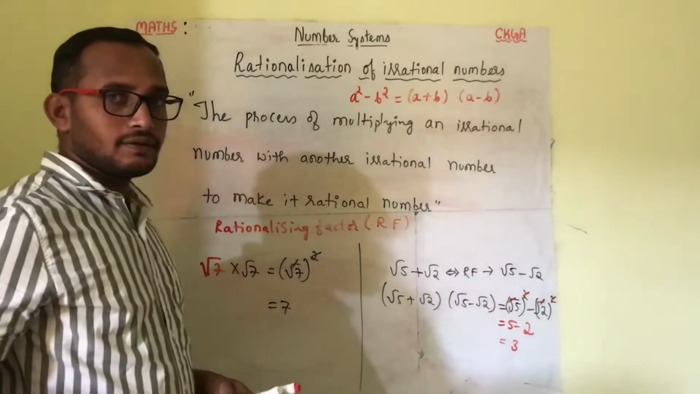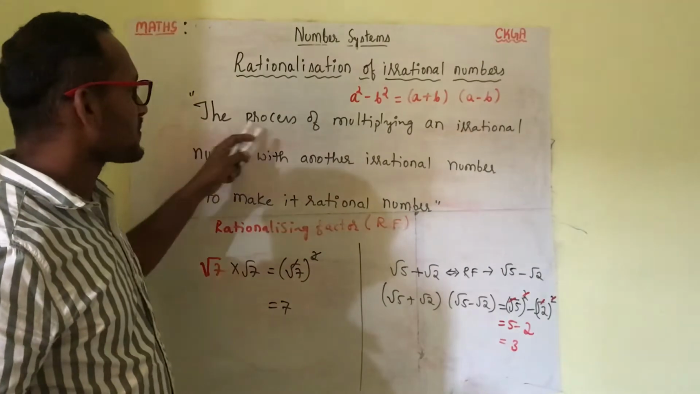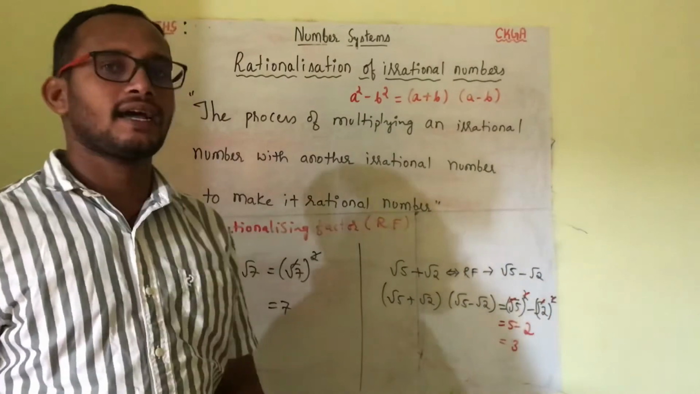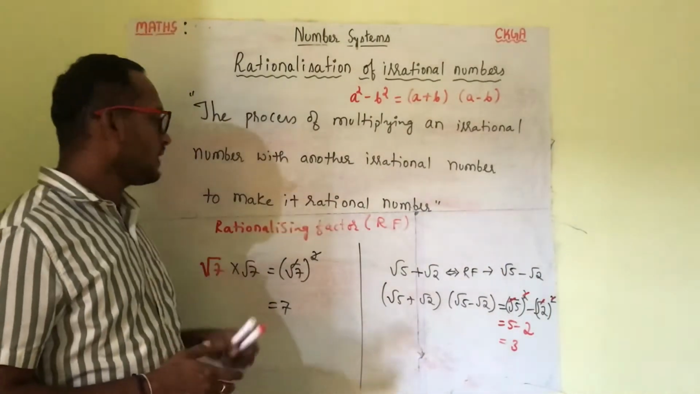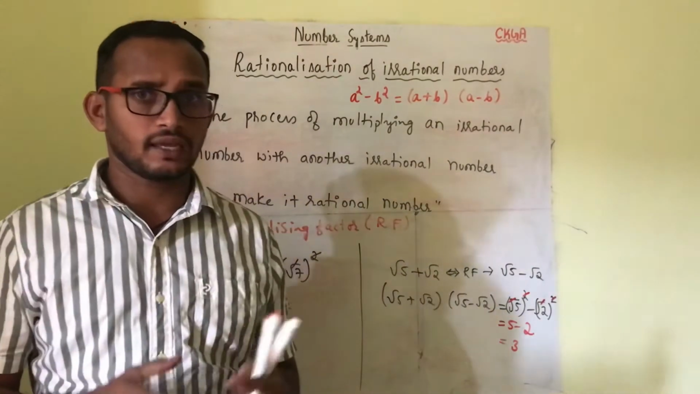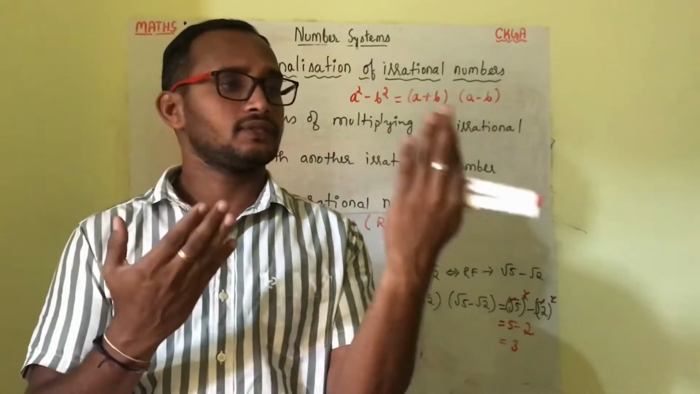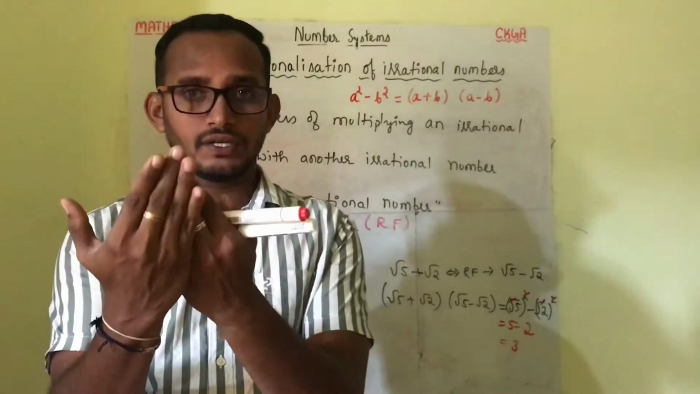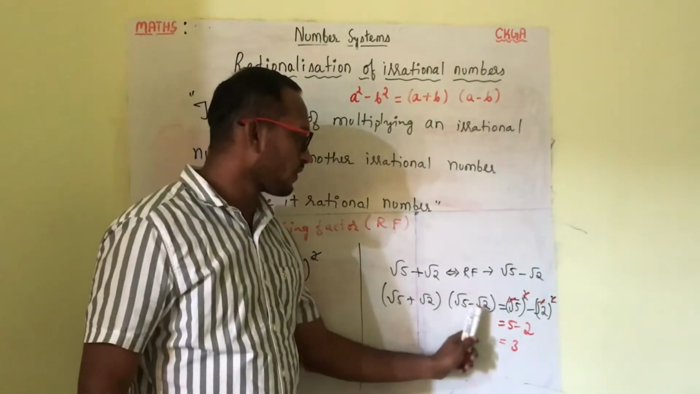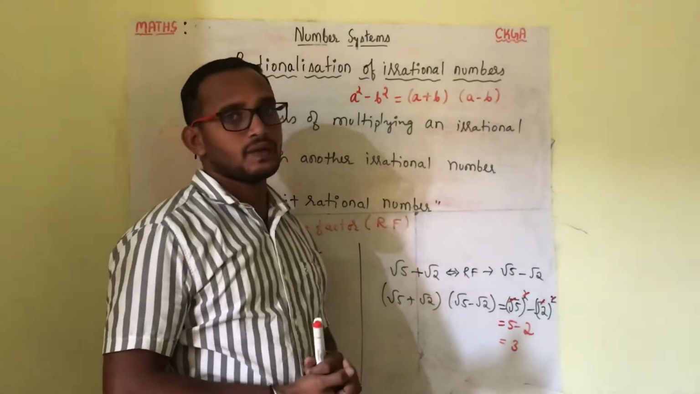So repeating again, what is rationalization? The fundamental process of multiplying an irrational number with another irrational number to make it a rational number. The rationalizing factor means what number you are choosing to multiply the irrational number with to make it rational. For root 5 plus root 2, the rationalizing factor will be root 5 minus root 2. For root 5 minus root 2, the rationalizing factor will be root 5 plus root 2.